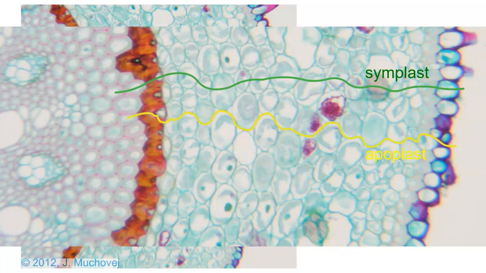There's a big difference between apoplastic movement and symplastic movement. Symplastic movement is much more rapid. Symplastic movement also has control over the movement. Things can be selectively picked up where the apoplast is not.